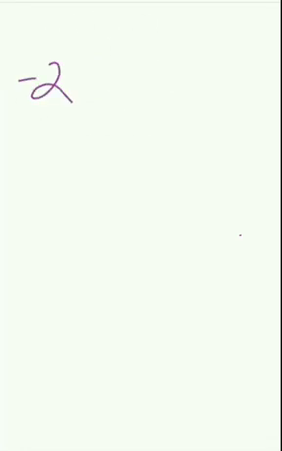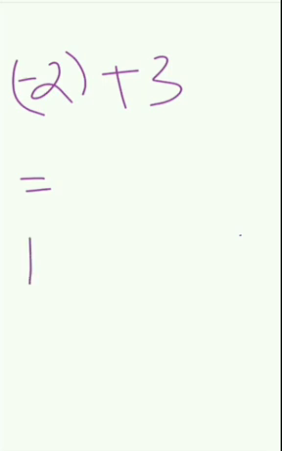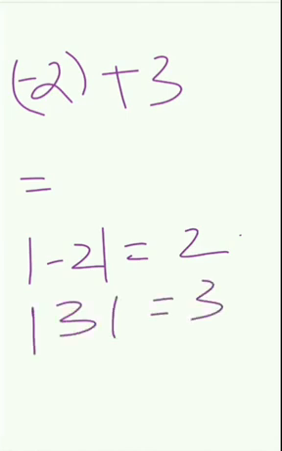Minus 2 plus 3. Now if we look at the numbers, the first number is having the minus sign and the second number is having the plus sign. So to add integers of unlike sign, first we need to find out their absolute values. And absolute value of minus 2 is 2. Absolute value of 3 is 3. Now we need to find out their difference, that is 3 minus 2 is 1.